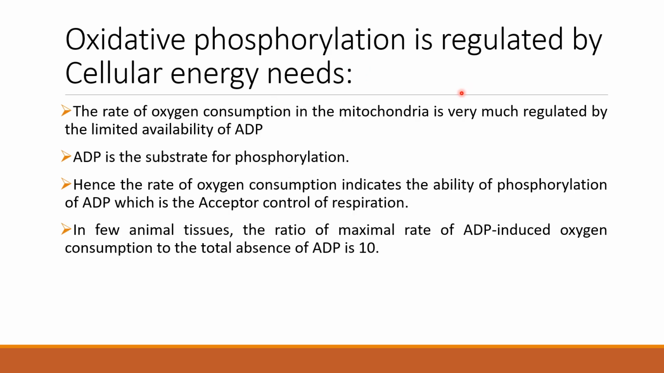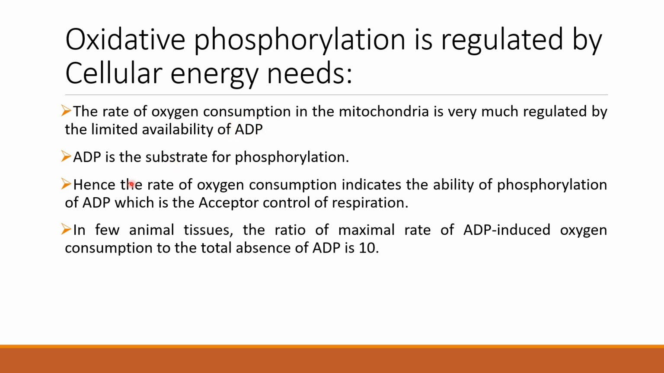First regulation is oxidative phosphorylation, which is regulated by the cellular energy needs. So you see that the rate of oxygen consumption, which happens in the mitochondria, is directly related to the availability of ADP. This ADP availability is regulating the rate of oxygen consumption directly. And we know that ADP is nothing but the substrate for phosphorylation.